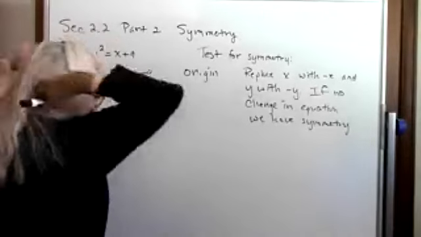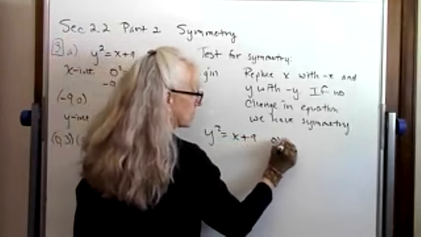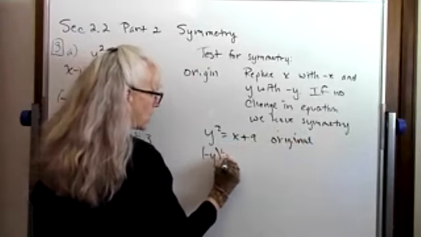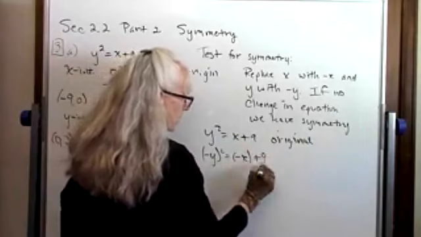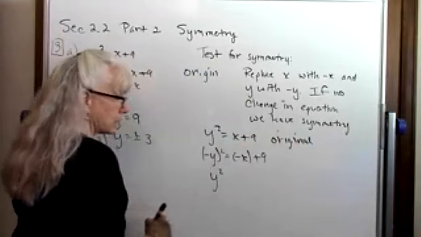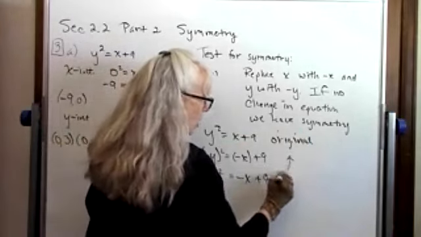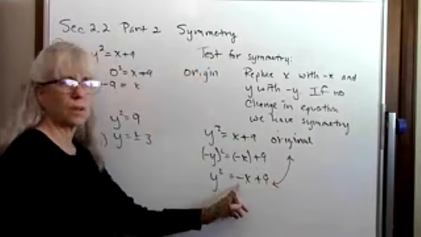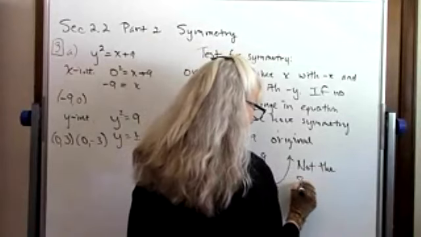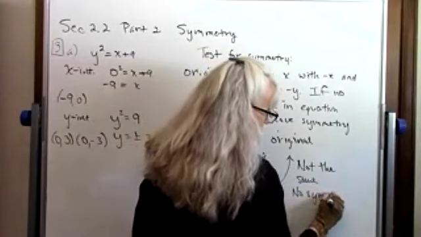So for us, we're going to come in again. The original equation was y squared equals x plus 9. This is the original. We're going to come in and replace that y with a negative y, and then x with a negative x. And I can do it all in one line. Well, we know that this doesn't change. The negative being squared is positive. But we do have a change on the sign on the x. So our equation is not the same as our original because of that negative on the x. So not the same. So no symmetry to the origin.